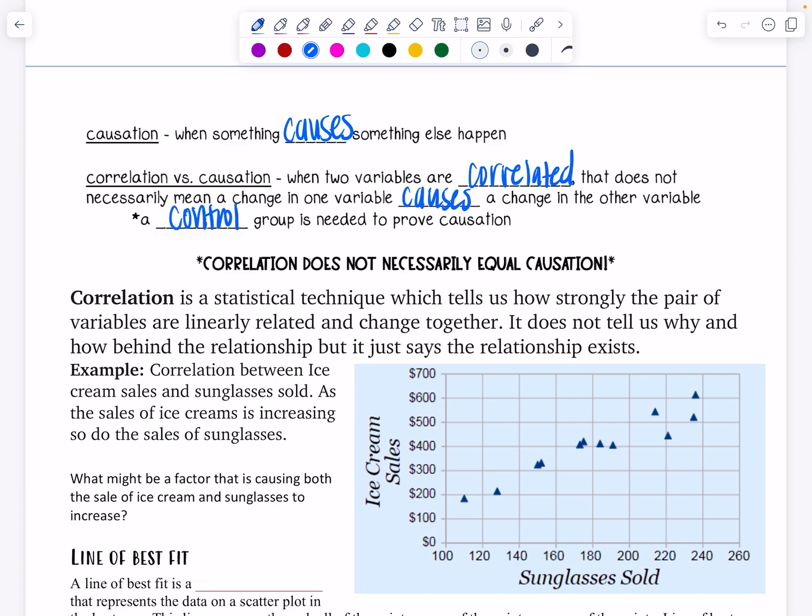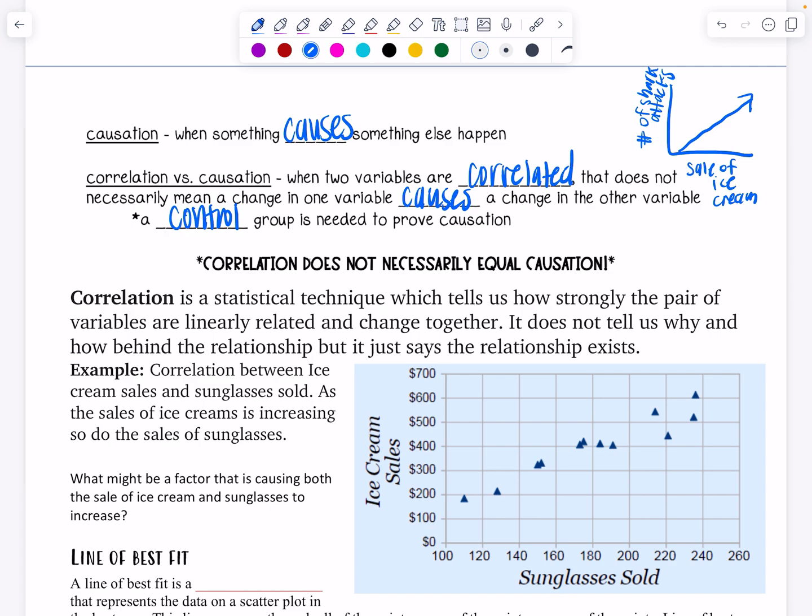So let me just give you an example. If you looked at the number of ice cream sales versus the number of shark attacks, I would say overall that as the sale of ice cream increases, the number of shark attacks would probably increase as well. Does that mean that the number of shark attacks is caused by the sale of ice cream?